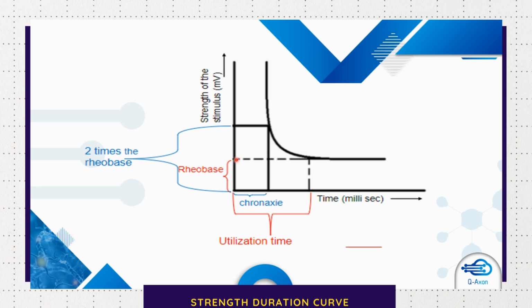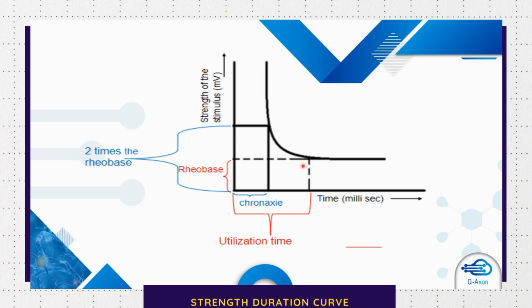So we know that Rheobase is the minimum strength of current required to elicit a response. So you can see that when you apply a current lesser than the Rheobase, there is no response by the tissue. The graph begins here. So if you draw a parallel here, then this becomes the Rheobase. Now, if you drop a perpendicular here, this time duration is the utilization time. So this is the time for which you must apply the Rheobase in order to get a response.